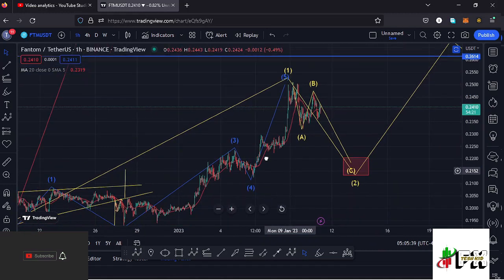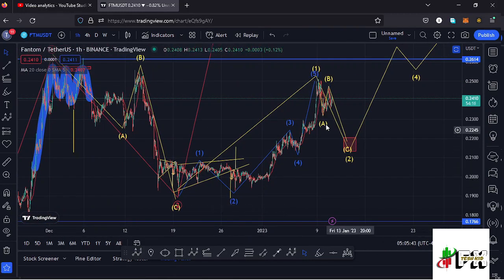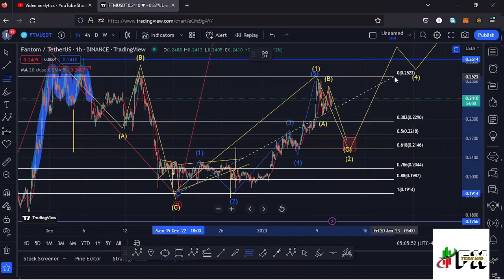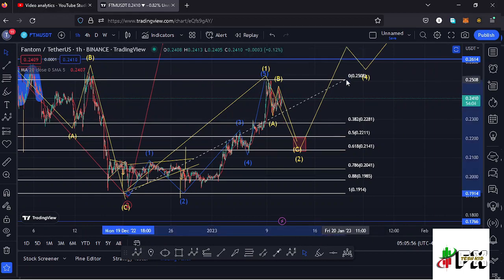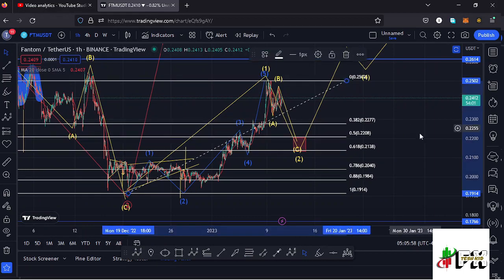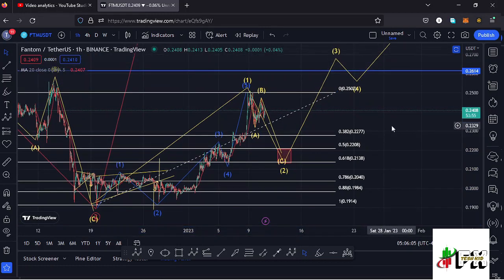And using the Fibonacci's, we can sketch out a minimum retracement area to the lower side in the formation of this second wave of this Elliott wave structure in yellow by connecting the fibs from the low of the first wave to the high of that wave 1, and that gives me a minimum retracement area between the fib level 0.5 and the fib level 0.618, between the $0.2208 mark and the $0.2138 mark.